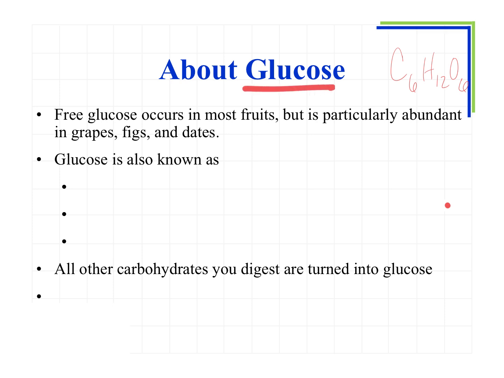Glucose occurs in most fruits, but it's abundant in grapes, figs, and dates. These are three fruits that we easily dry and eat as dry fruits because they have so much sugar in them that it preserves them pretty nicely.